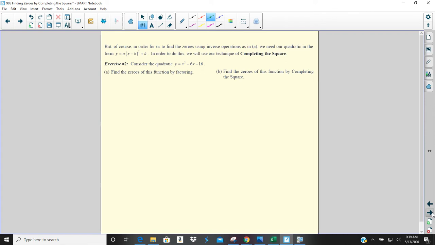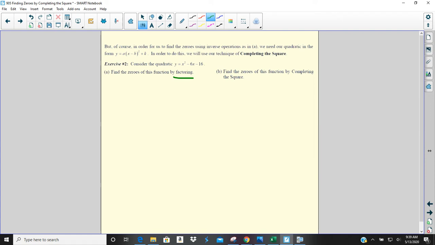So if something just said find the zeros, you can factor or you can use completing the square. And it will always work whether it is factorable or not. So let's see this example, which is factorable. Why do I know that? Because it says find the zeros by factoring for question A.